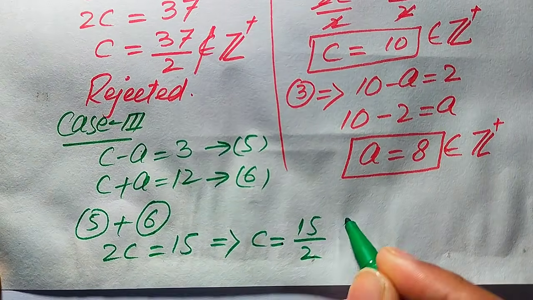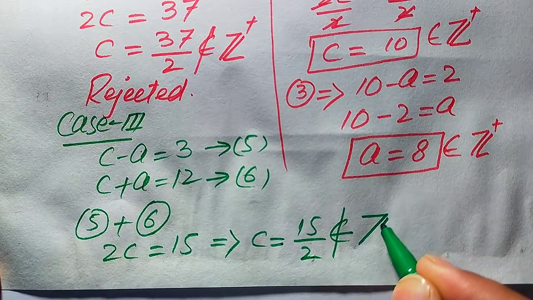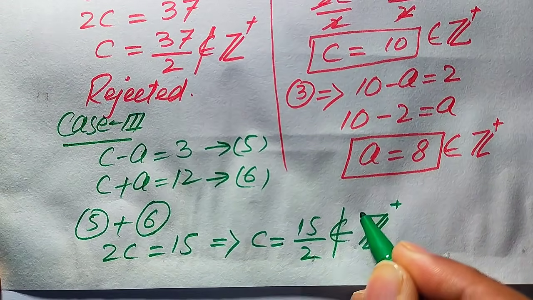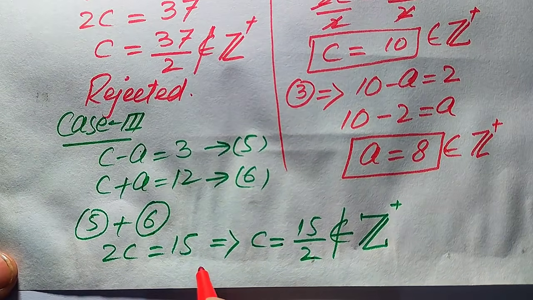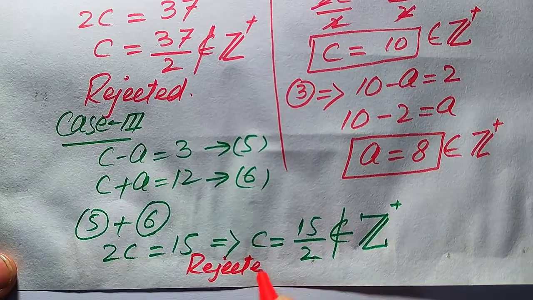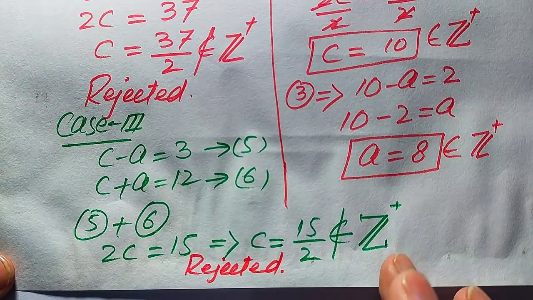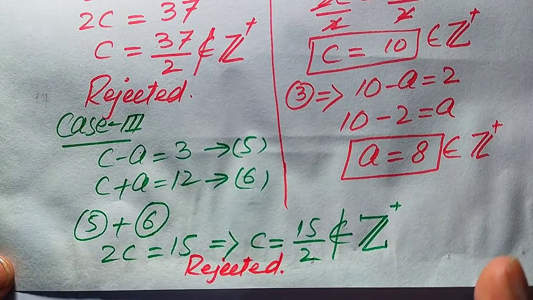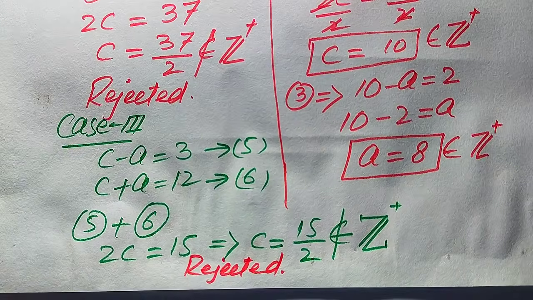So here you again see that 15 over 2 does not belong to positive integers, okay. So if this also does not belong to positive integers, then we again reject this case. So we have just one possible case in which we get the values of a, b, and c as positive integers. So from that case we easily get the perimeter of the given triangle.